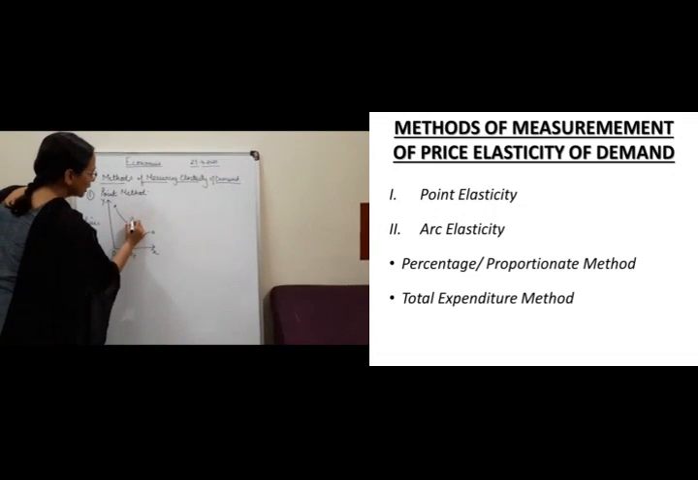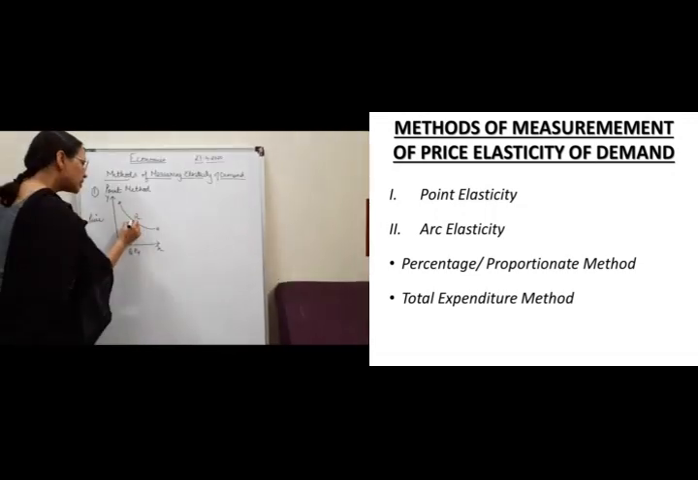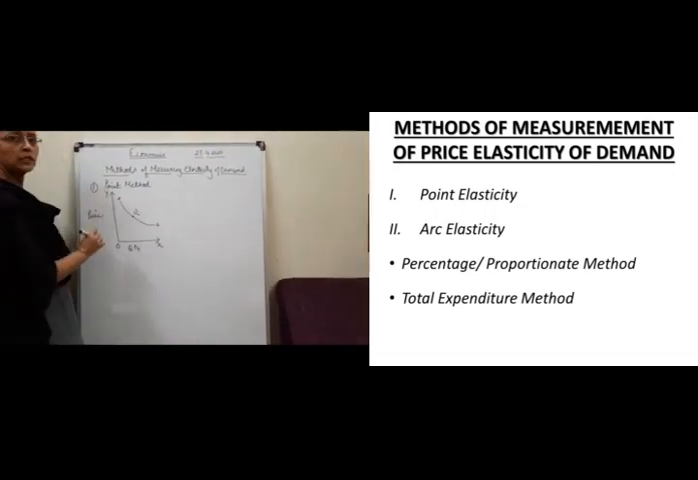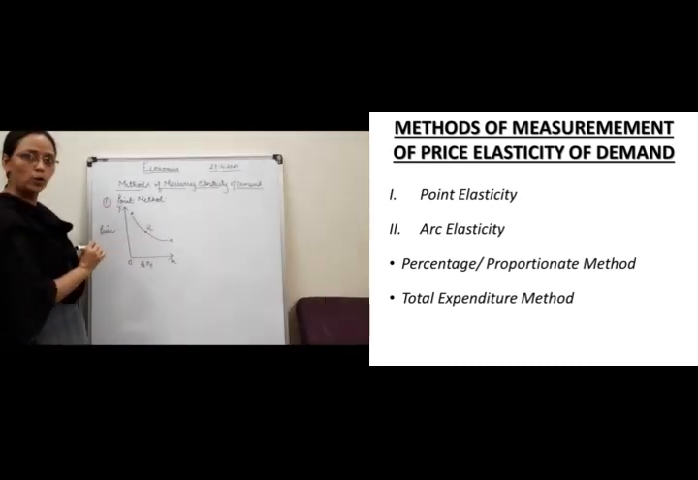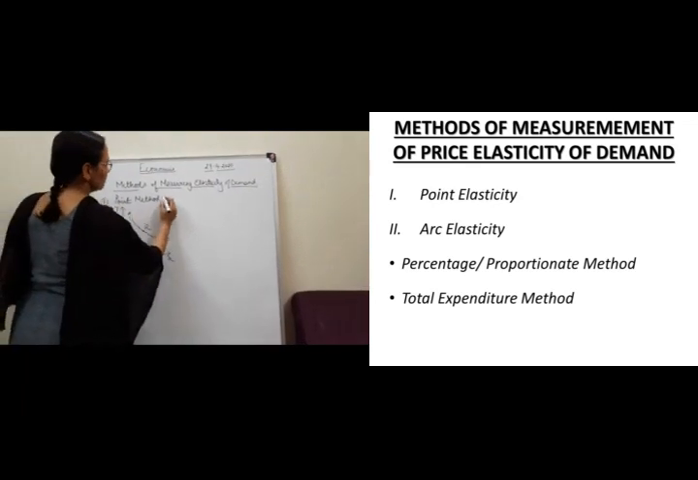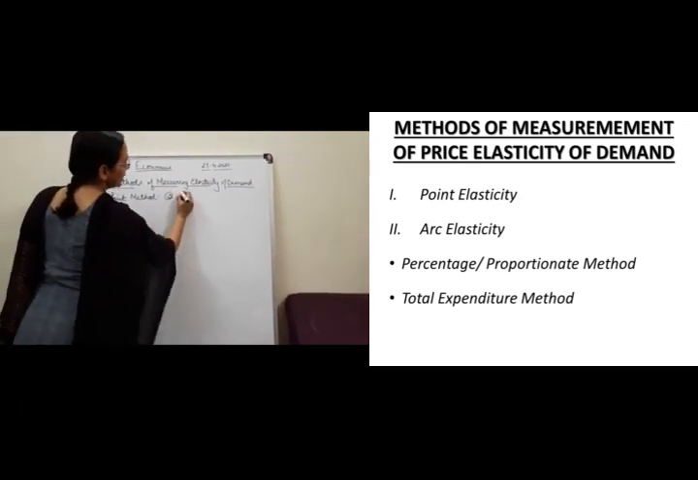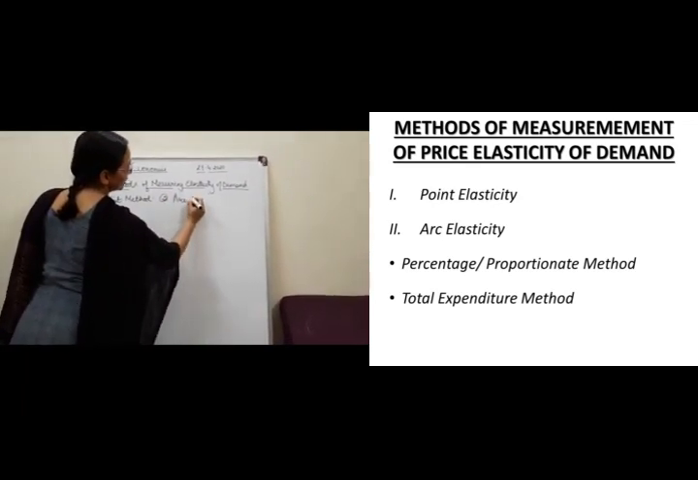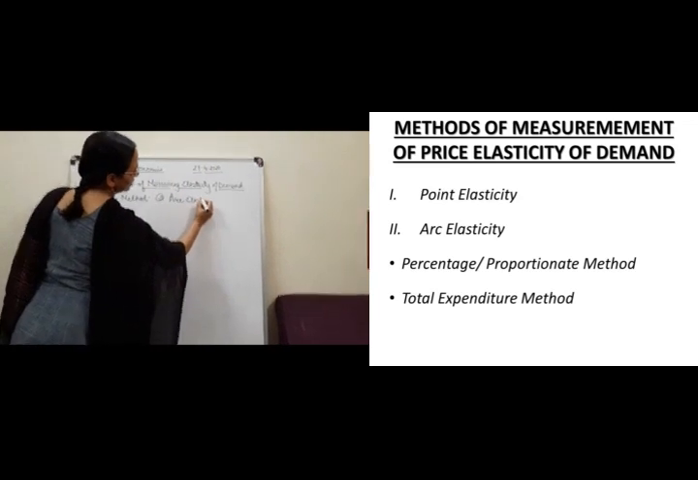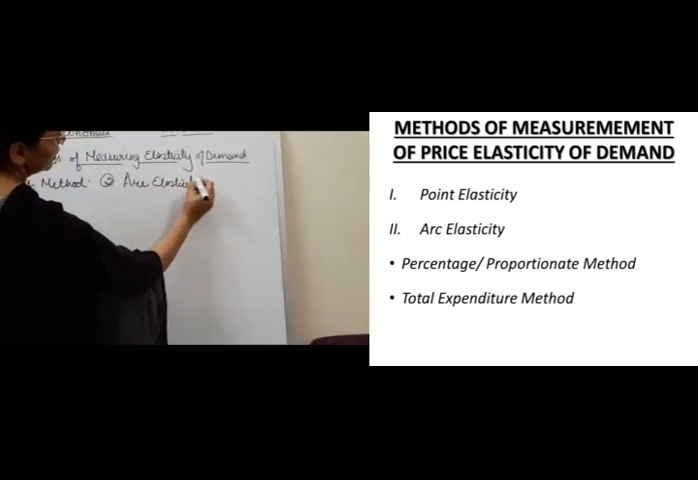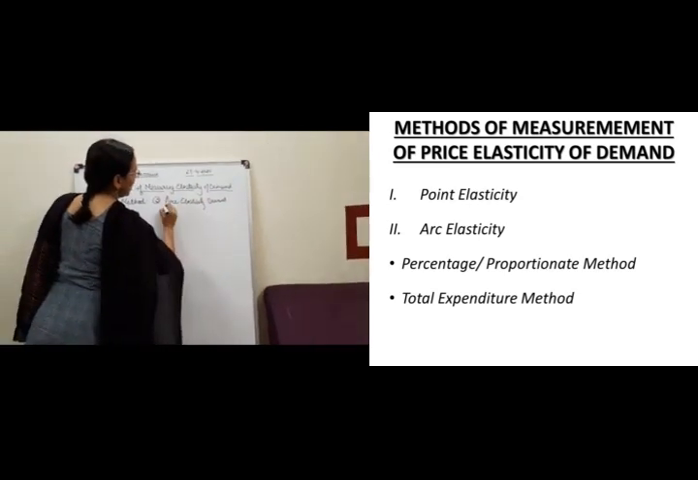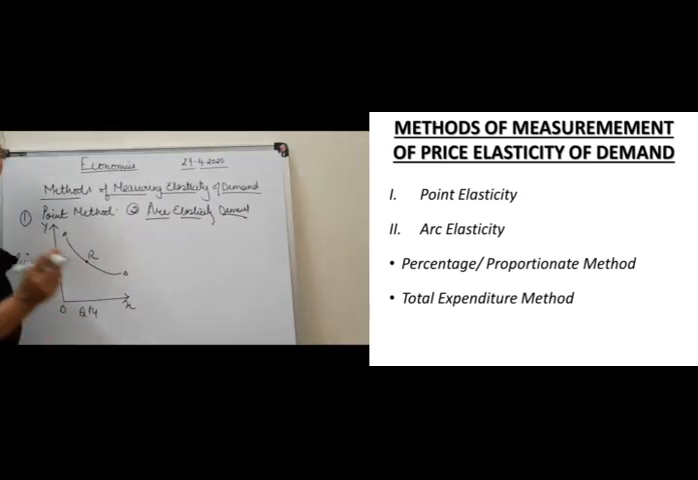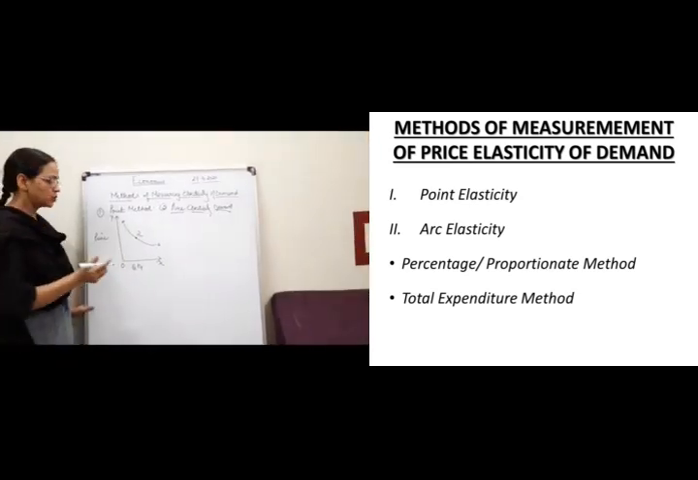Point R given to us. When we measure elasticity at this point, then it is termed as point elasticity of demand. Alright. Then second is arc elasticity. Arc elasticity, arc means a given range, a limited range.